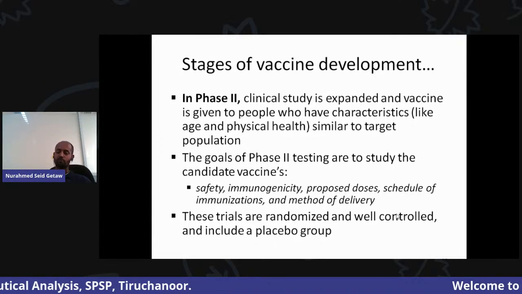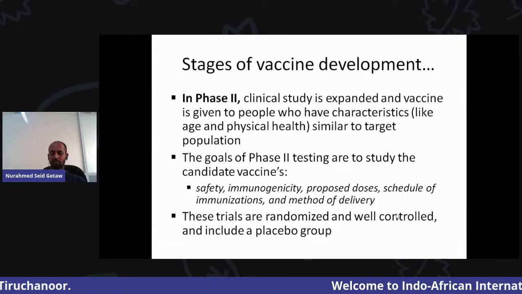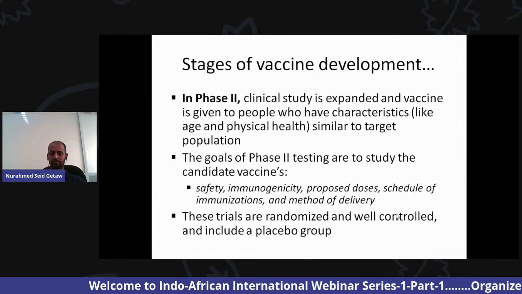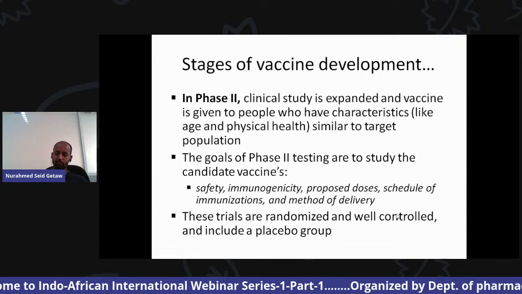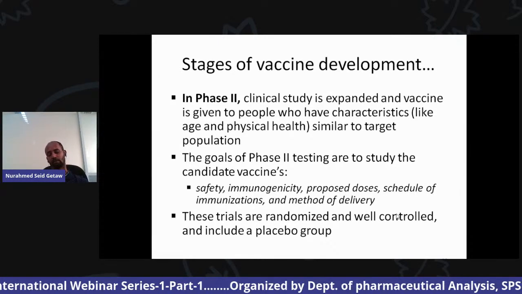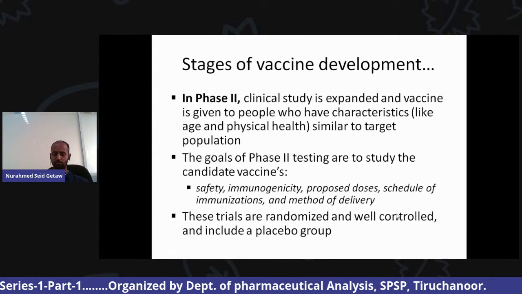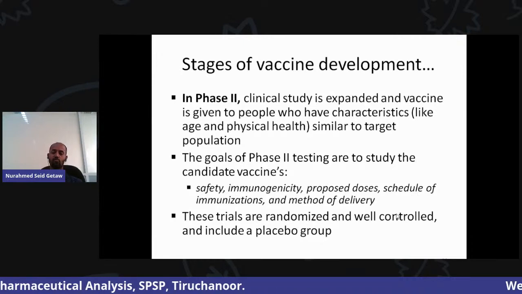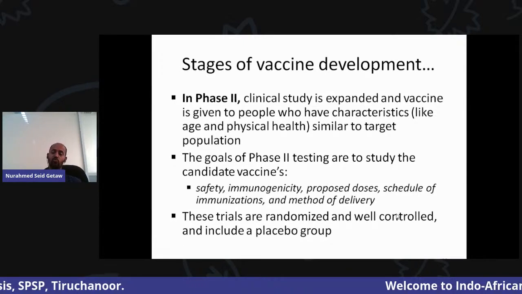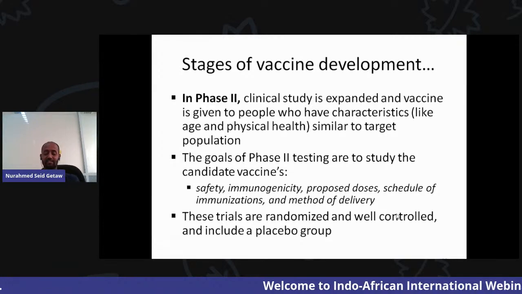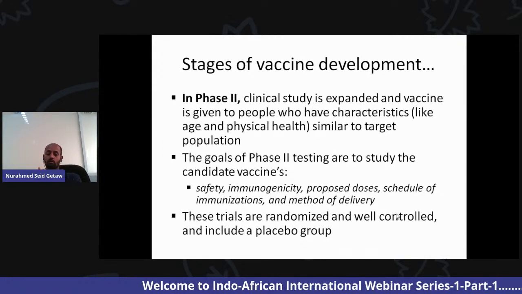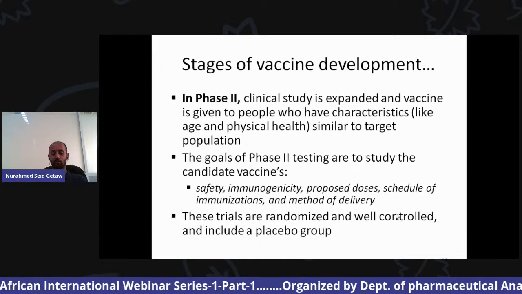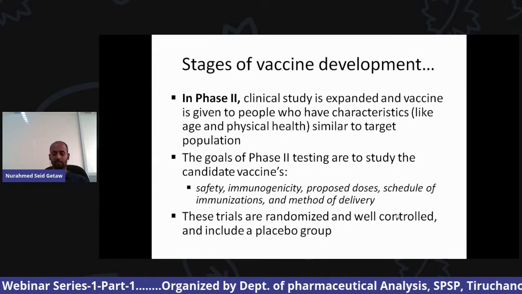involve more human subjects, typically several hundreds. And these individual subjects will have a similar profile or similar characteristics like age, physical health, and other conditions, particularly similar to the population for which these vaccines are intended. So some simulated actual patient population may also be included in these phase 2 clinical trials.